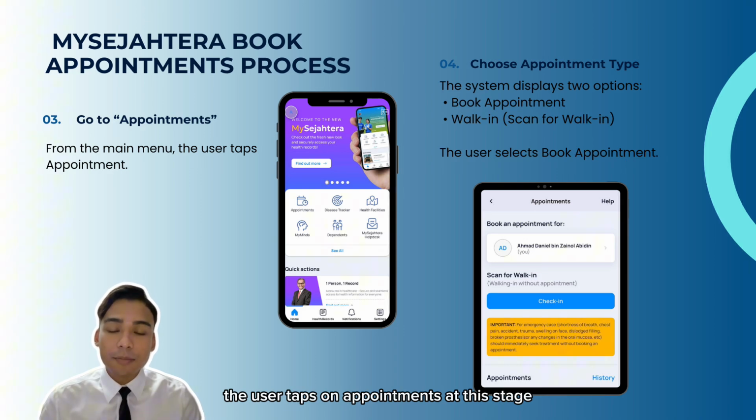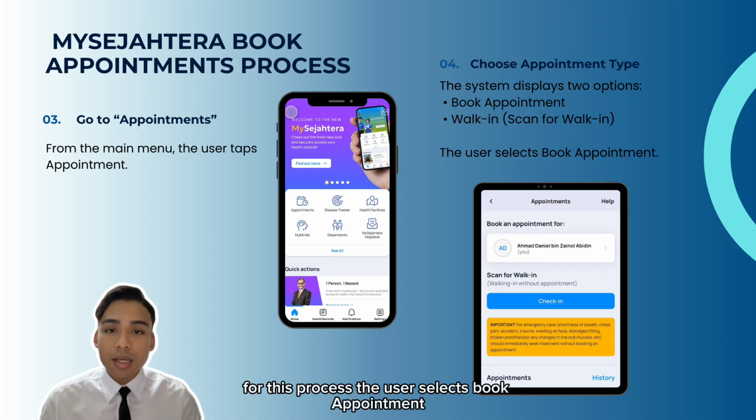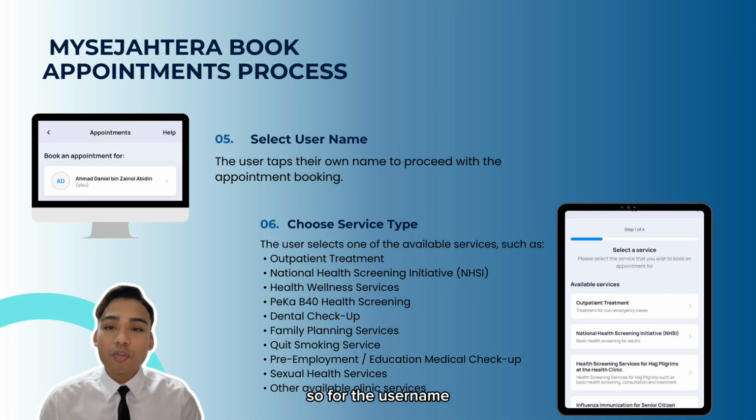At this stage, the system displays two options: book appointment and walk in. For this process, the user selects book appointment. So for the username, next the user is required to select a profile. The user taps on their own name to proceed with the appointment booking.